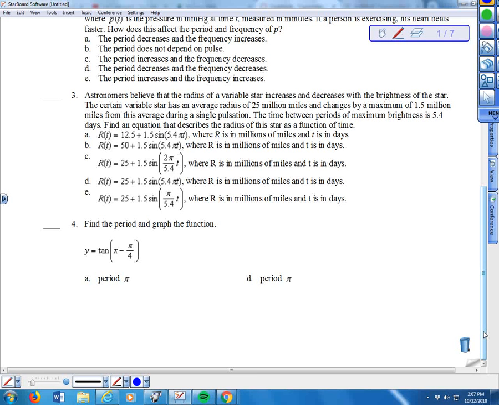But if I were to graph it, it starts at 25 million, right? And then it increases by 1.5. So it's going to do one of these. So the 25 million represents the vertical shift. And then the 1.5 would represent the amplitude.